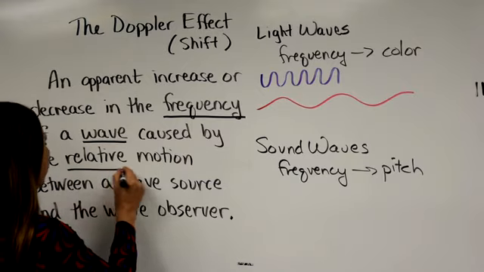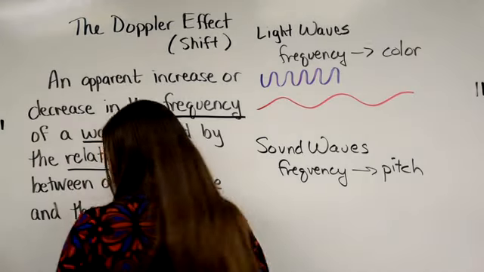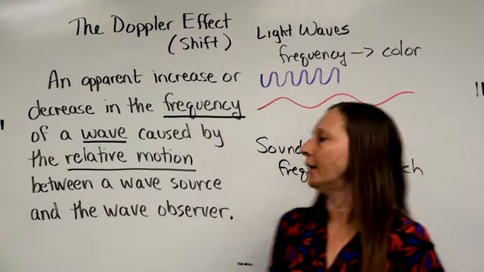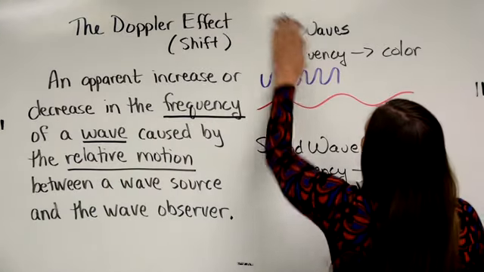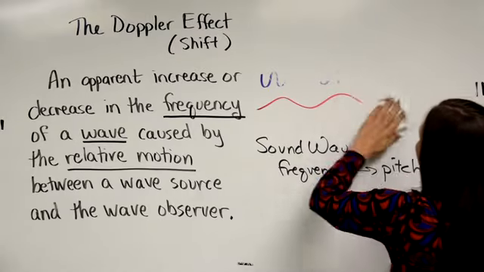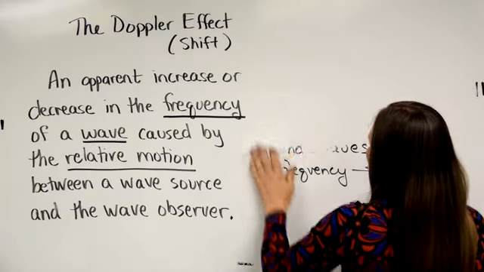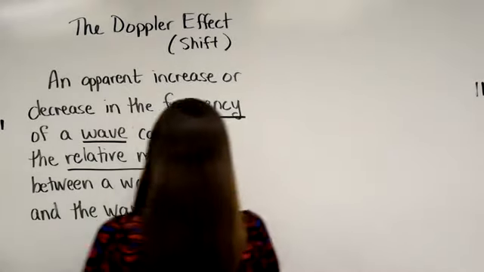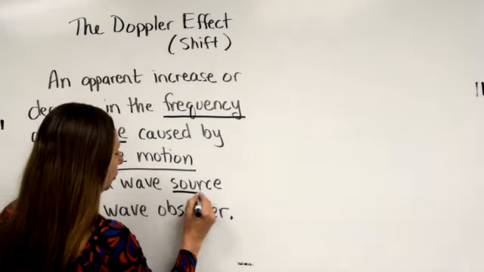Okay, relative motion. What that means is it doesn't really matter whether the source or the observer is moving. Let's talk about sources and observers, and then we'll go back to relative motion.